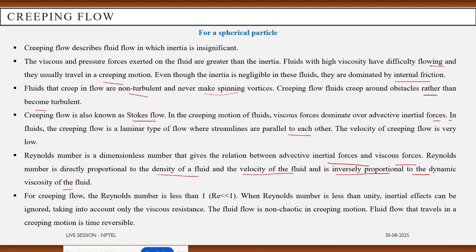So for creeping flow, which occurs at a very low velocity, the Reynolds number is very much less than 1. When the Reynolds number is less than unity, inertial effects can be ignored, taking into account only the viscous resistance. The fluid flow is non-chaotic for creeping motion, and fluid flow that travels in a creeping motion is time irreversible.